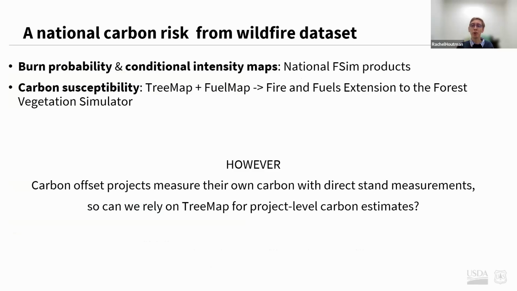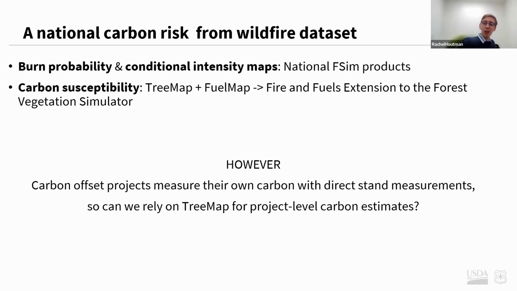Okay. All right. So back to the question of why it is so important to have that nationally consistent database, especially when you're talking about carbon projects. Carbon offset projects measure their own carbon, right? Because the whole point is that they're trying to sell carbon offsets. They want to know what's there. So in the case of compliance projects, the standards for those measurements are really rigorous. And we wanted to make sure that our TreeMap estimates were reasonable when compared with those project level estimates, because we don't want the projects to be like, well, you said we only had half the amount of carbon on our project that we actually had.